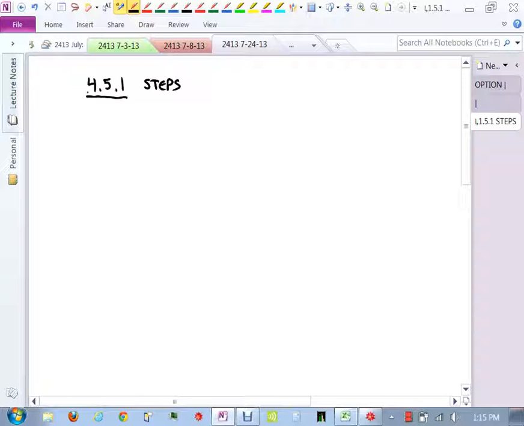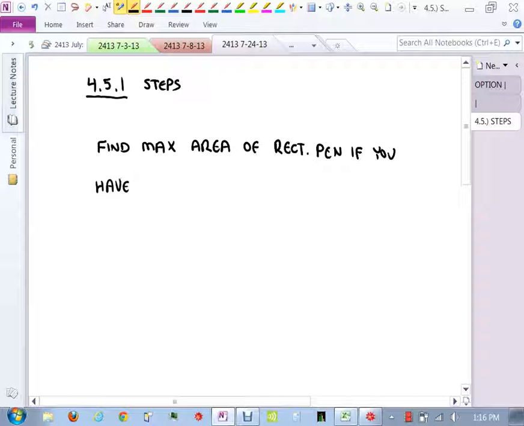Okay? So this all doesn't make sense until we do an actual problem. So I'm going to look at this first one that I have in my notes. It says, find the maximum area of a rectangular pen if you have 100 feet of fence.